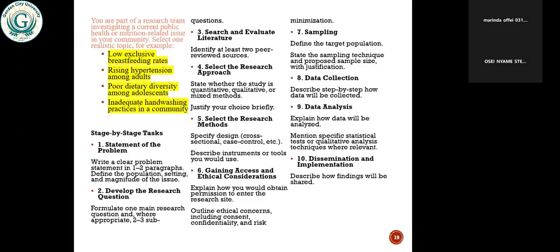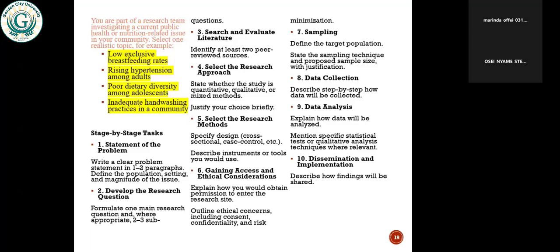The research problem: inadequate access to clean water and sanitation facilities. So the first line could be: inadequate access to clean water is a major public health issue worldwide, especially in developing countries. So this was a general problem.